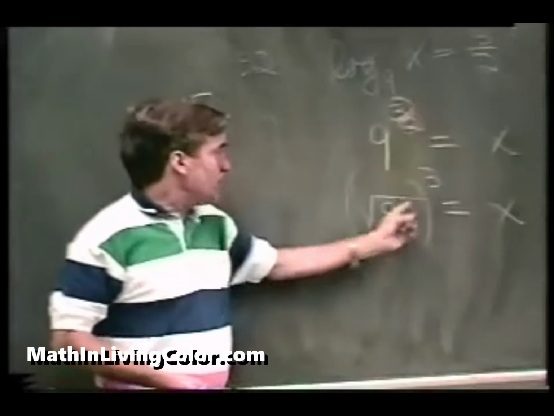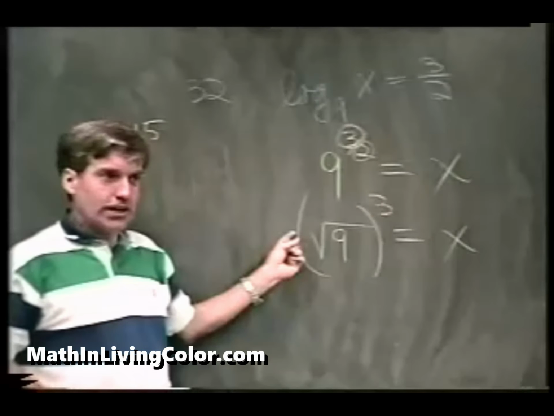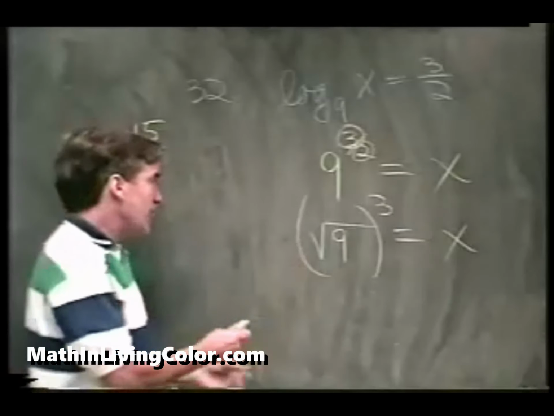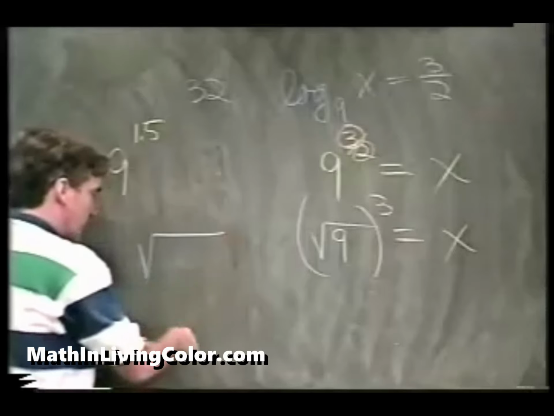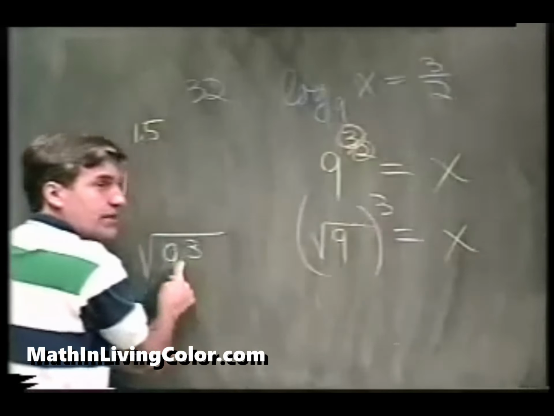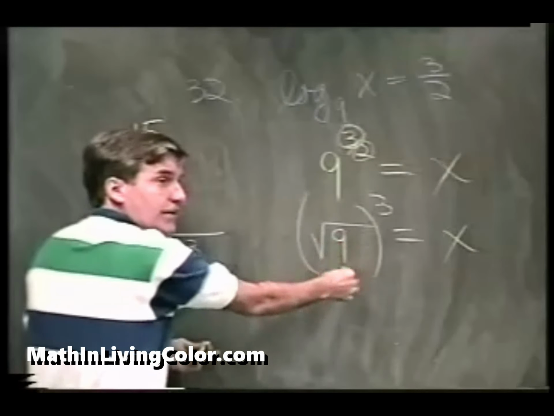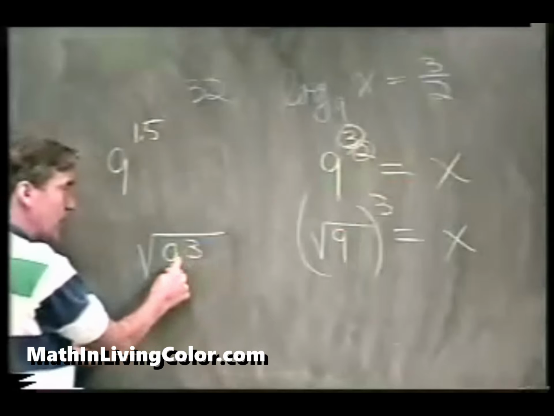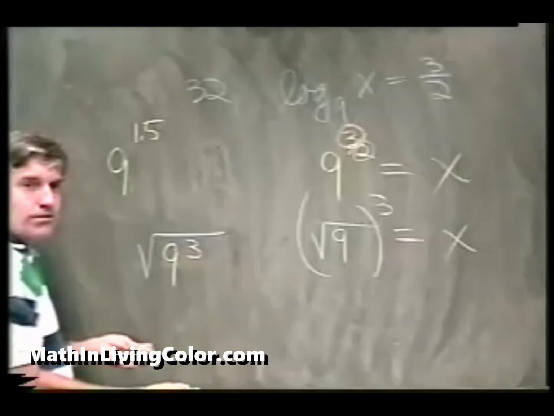Another way to do this would be to take 9 cubed and then do the square root. Have you ever tried that? Try doing the square root of 9 cubed. You see how that's different from this? This says you do the square root of 9 first and then raise to the 3rd power. This says you do 9 cubed, which is some huge number. Well, not huge. What is it? 729?